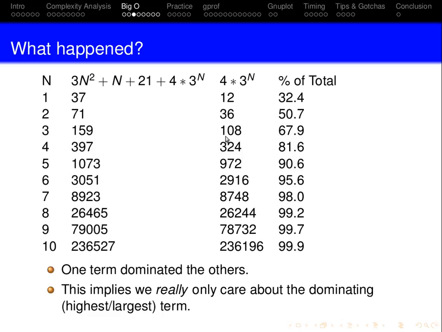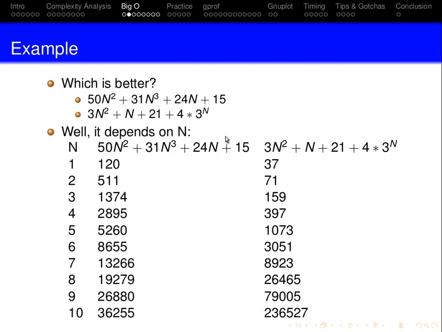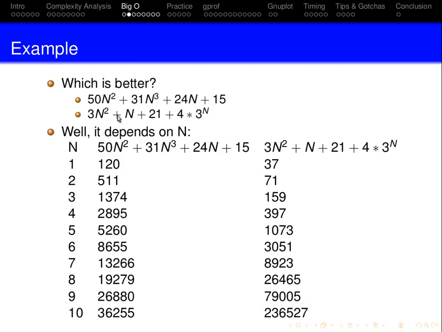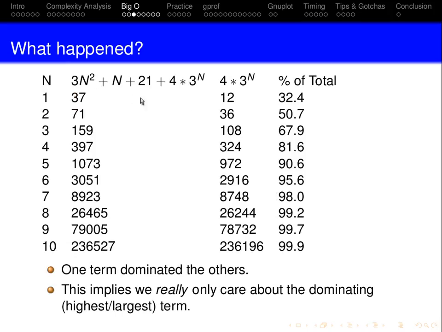I'm sorry. Ignore what I just said. That was incorrect. I'm going to compare the whole formula of the second one versus just 4 times 3 to the n. That's what I meant to say. So I'm taking this whole formula right here, copying and pasting it, and then I'm going to compare it to the other term right here. I'm going to compare the two.